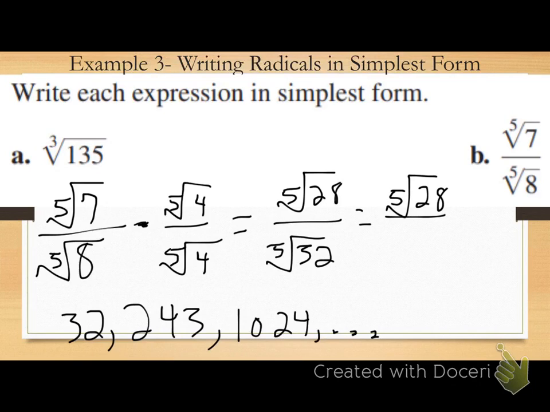What's the 5th root of 32? 2. There's my answer. Does that make sense? It's a little easier with square roots because if you multiply it by itself, it gives you a perfect square. Here, if you multiply a 5th root by itself, you're not necessarily going to get a perfect 5 out of it. So you got to be a little more careful with what you're multiplying by here. Okay? Questions on example 3?